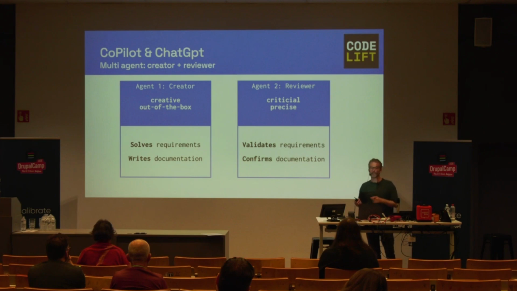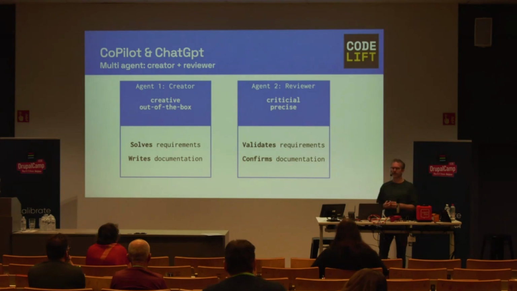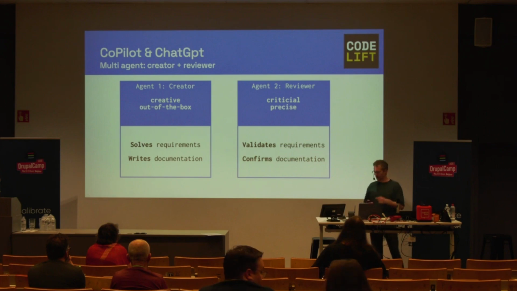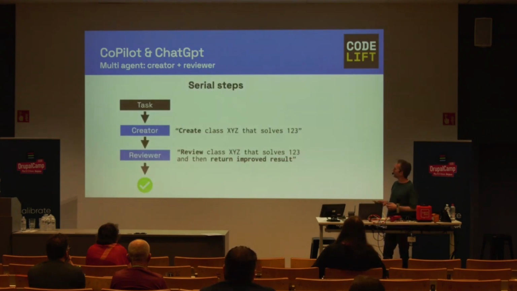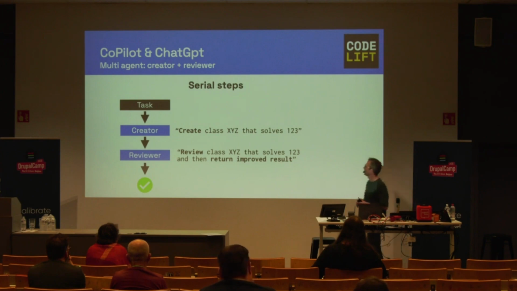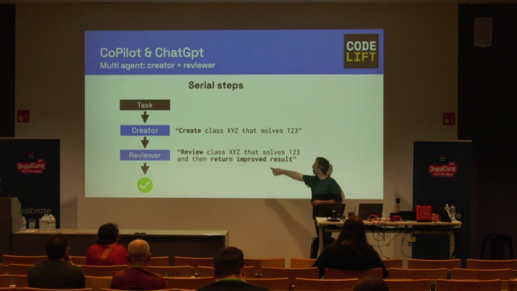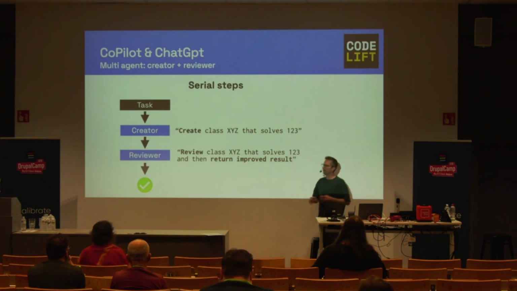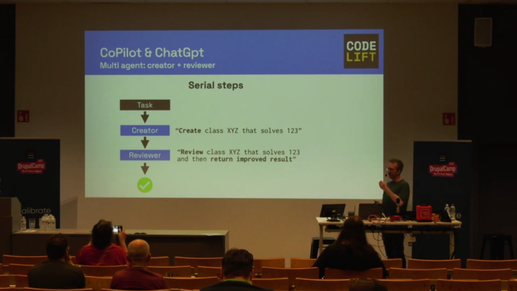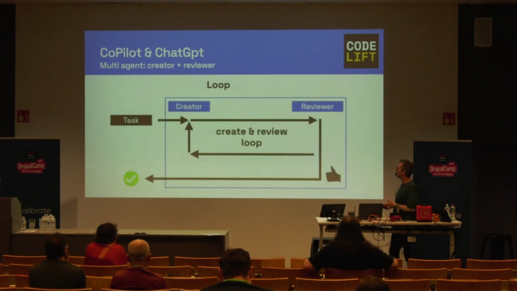Then you do the second agent, which is in this case a reviewer. You're critical, precise, you validate requirements, and you confirm documentation. And instead of asking it an open question, you pass in the answer of the first agent. Now, this workflow really improves the result. And the most simple way, you can already ask the reviewer to return improved results only. So then you don't need to go around and the GPT will check the code and already make a version that's better. It really improves the output.